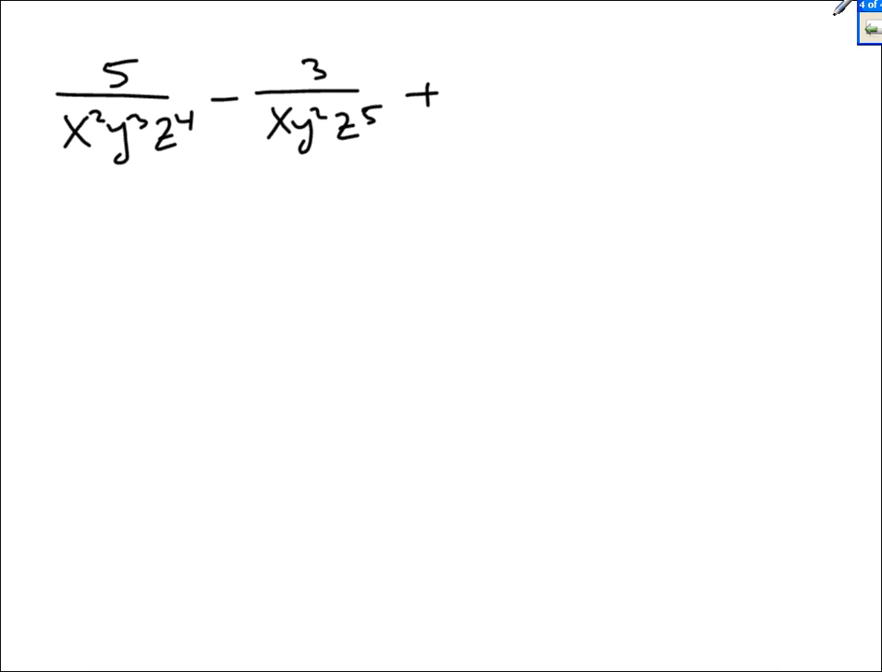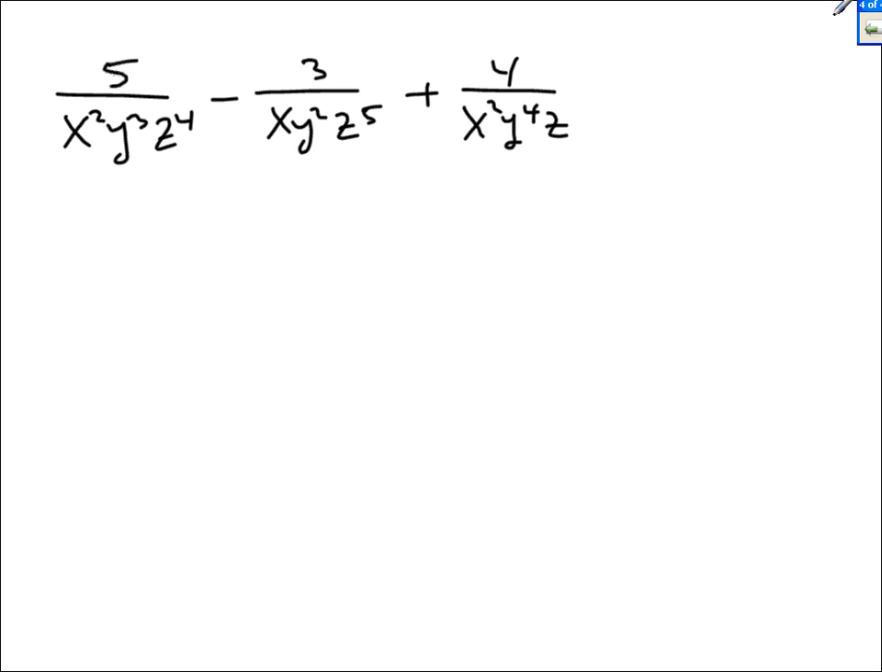Write down the different factors. You have 5 over x squared y cubed z to the 4th, minus 3 over x y squared z to the 5th, plus 4 over x squared y to the 4th z.